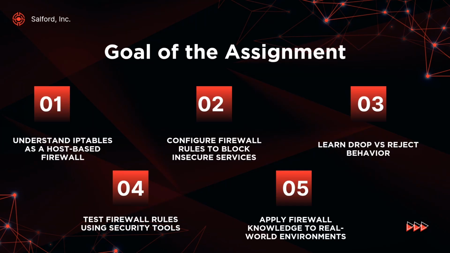The main goal of this assignment is to understand how IP tables functions as a host-based firewall in Linux systems. We aim to configure firewall rules that block insecure services such as HTTP, FTP, and Telnet. Another important objective is to analyze the difference between drop and reject actions. We also test the firewall rules using tools like Telnet, curl, and Nmap to verify their effectiveness. Overall, this assignment helped us gain practical skills that can be applied in real-world security scenarios.